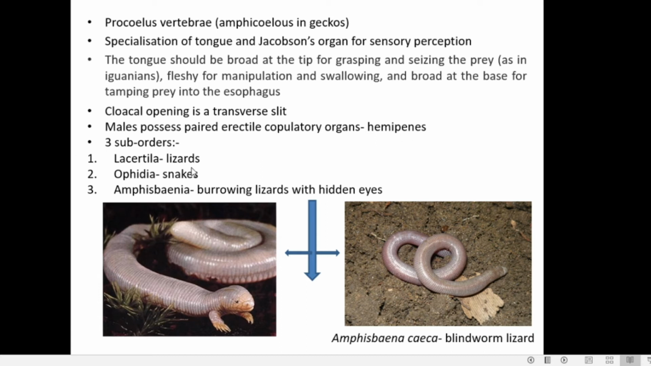Then in order Squamata, there are three suborders, that is Lacertilia, which includes lizards, Ophidia, which includes snakes, and a third suborder which is called Amphisbaenia, which includes burrowing lizards with hidden eyes. So, this is an example of an Amphisbaenian, and this is another which is also called the blind worm lizard. In some forms there are no limbs, but there are limbs in some other forms of Amphisbaenia.